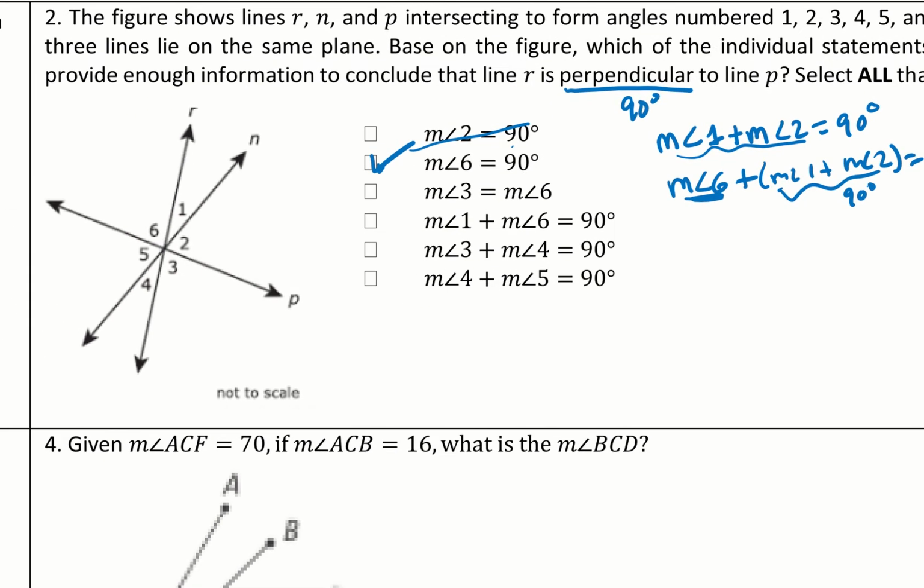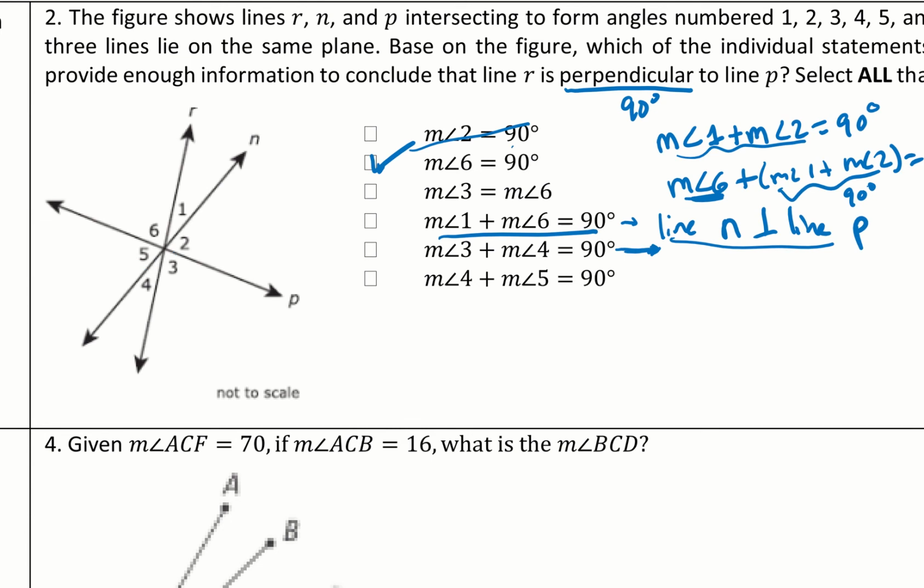All right, so 1 and 6. If 1 and 6 add up to 90, that would not show that R is perpendicular to P. That would show that N is perpendicular to P, because N would now be at a 90-degree angle to P. So this is for line N perpendicular to line P, not R. So that's false. 3 and 4 equal to 90, same deal. You cannot use that to conclude that this is true.